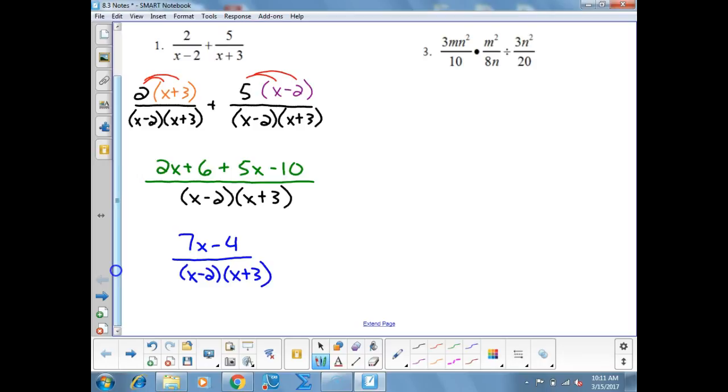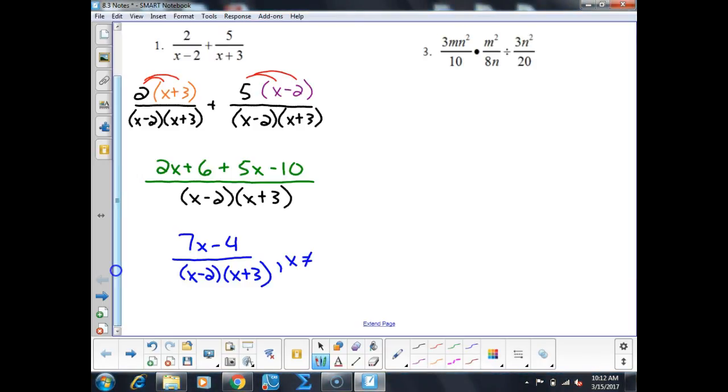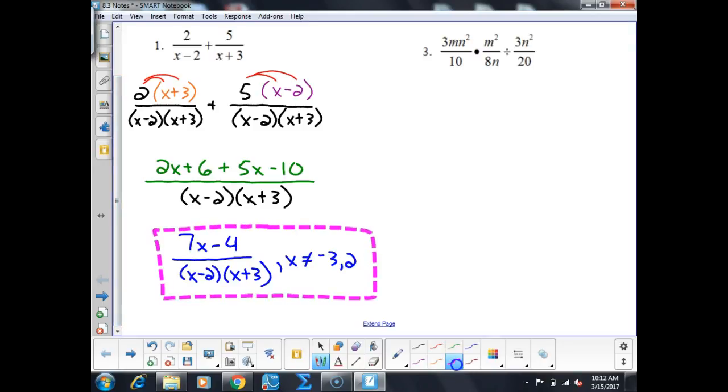Let's throw some restrictions on there just because we can. x cannot equal what? 2 and negative 3. Okay?